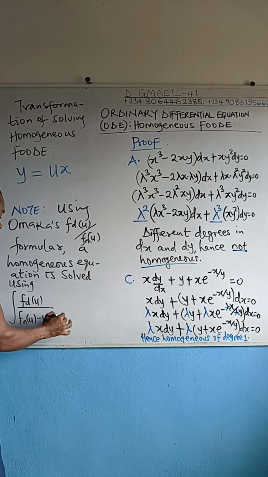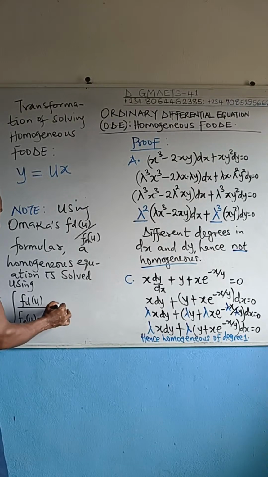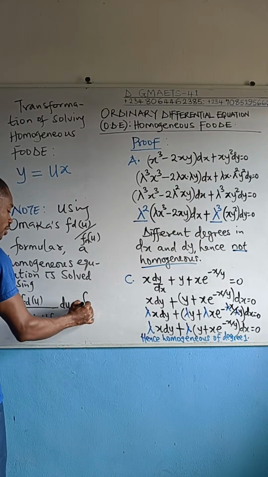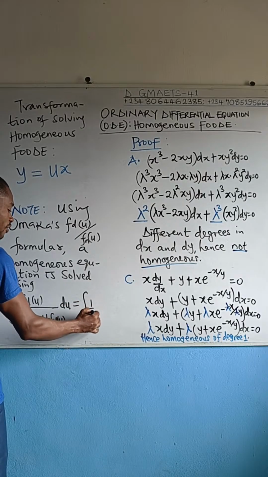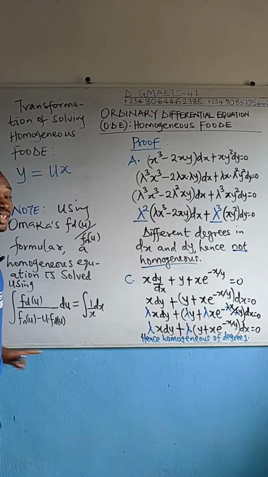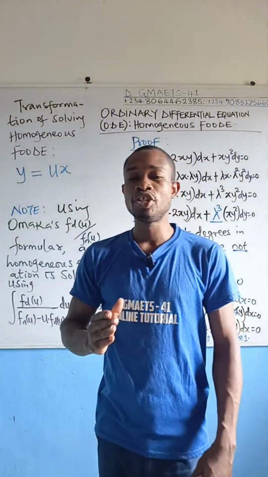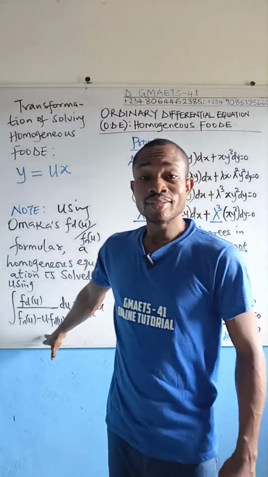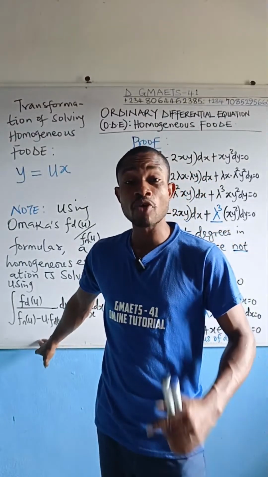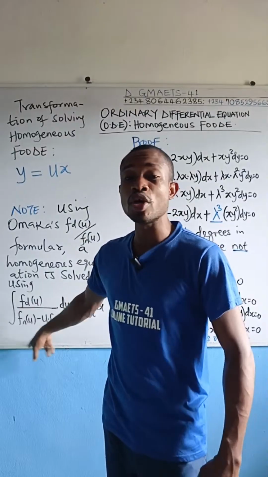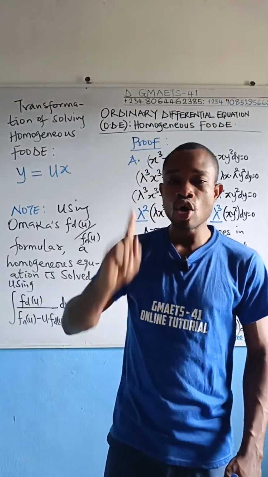I'm giving you this formula. Make sure you memorize this formula before the next class. du equals the integral of 1 over x dx. This is the separable variable equation form of any homogeneous equation.